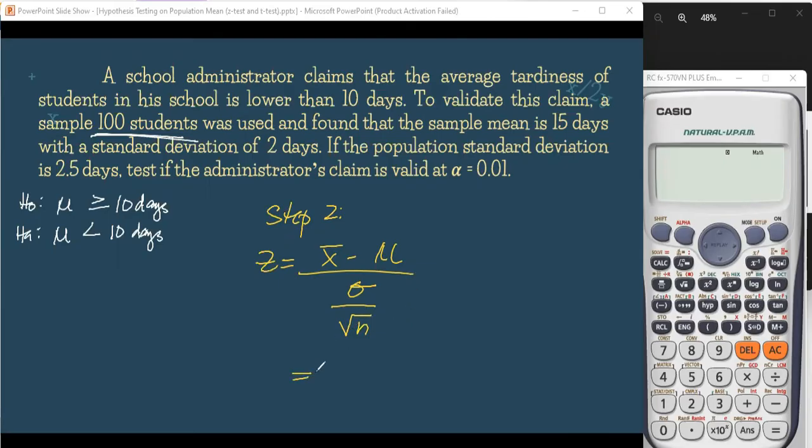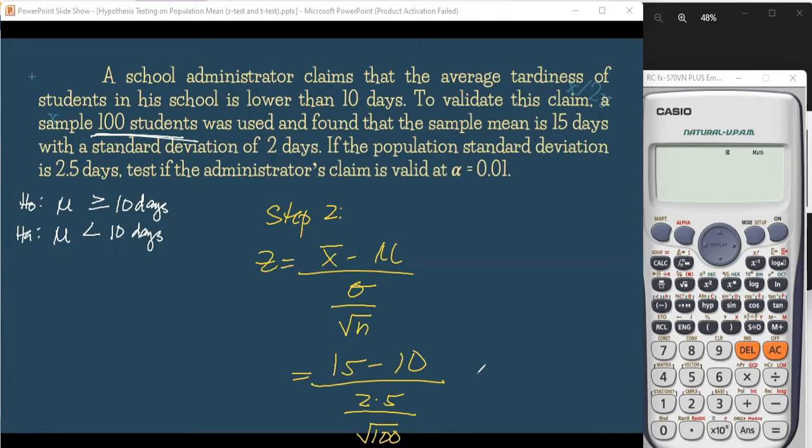So what is our sample mean? The sample mean here, nakalagay po, is 15 days. Sample mean is 15 days. 15 minus what is their population mean? That is 10. All over what is our standard deviation? Sabi po dito, the population standard deviation is 2.5. So we're going to use 2.5 divided by the square root of n is 100.